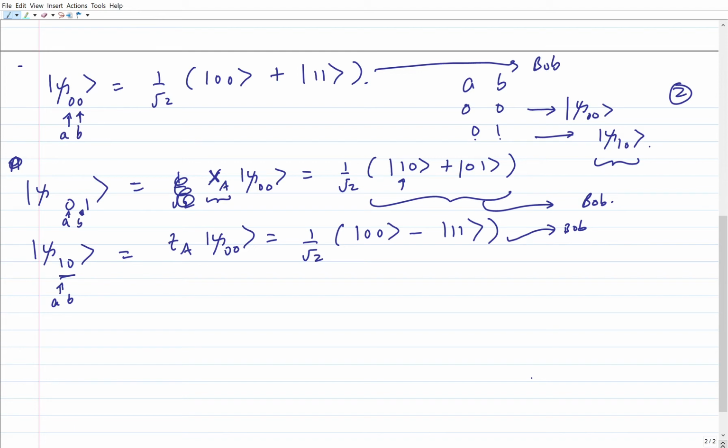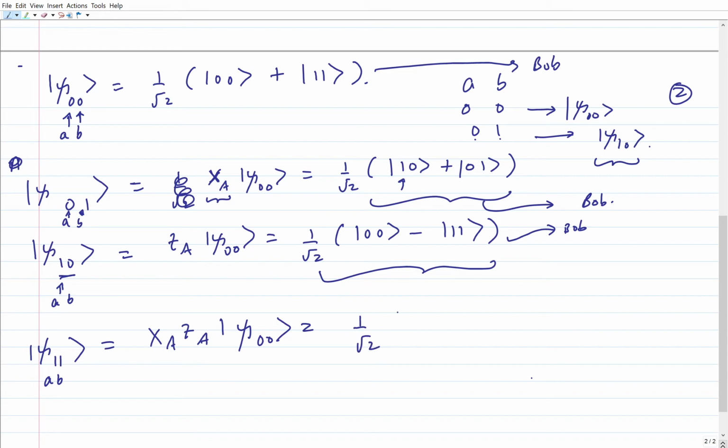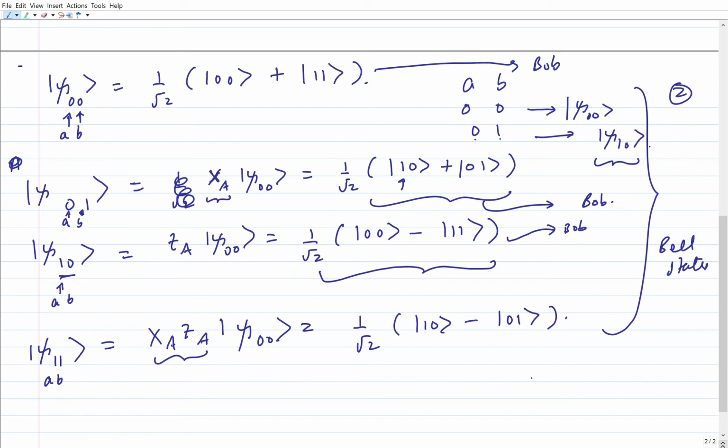Bob already had a qubit. Alice is just applying this gate and sending the whole state to Bob. So Bob is now going to contain this state. Similarly, if Alice wants to send 1, 1, Alice is going to apply X as well as Z, and it's going to send 1, 0 minus 0, 1. So these are the Bell states. After applying this local operation at Alice's end, A stands for Alice, Alice is going to send her half of the qubit to Bob, and Bob is going to have either of these states.